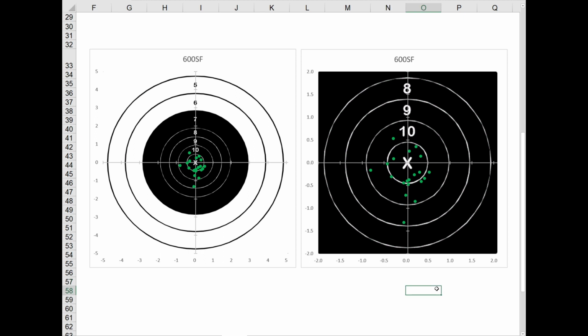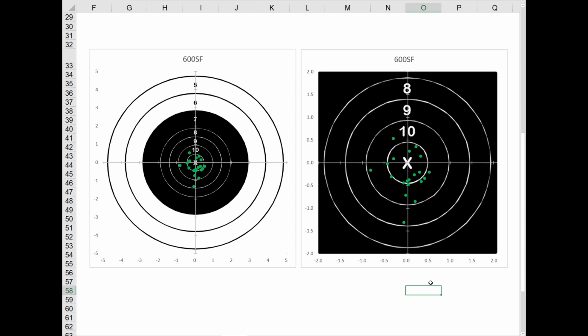So what I use is something called the mean radius method, and all that is, it's pretty simple. It's a measurement from the center of the group to each point. So from the center of the group to here, from the center of the group to here, and so on. All 20 radii are measured and then divided by 20 to get the average radius to each shot. And that's all there is to it.